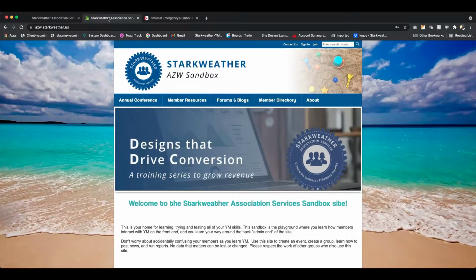An example of this in our particular case would be our Starkweather Association sandbox site. We are in the process of driving importance into the Design That Drives Conversion series. So as you can see right here on our Starkweather sandbox site, that is one of the images we're using. Since this is something that is very important to us, and we know the hero image or the slideshow image gets that much traffic, it would make a whole lot of sense for us to use this area to drive users to that information.